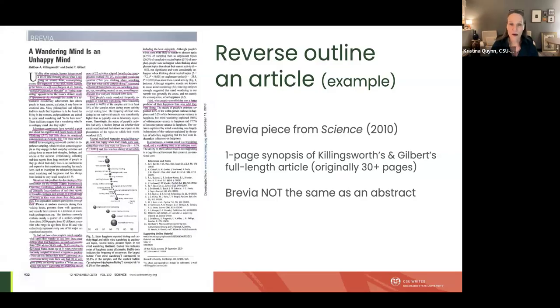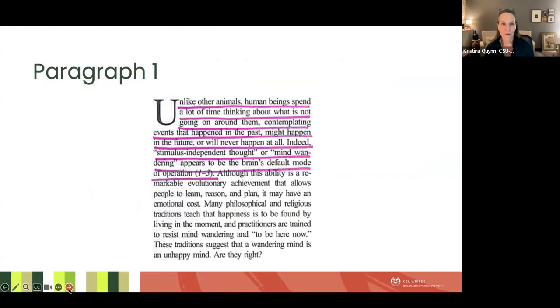You're not required to put topic sentences or the main point of a paragraph at the beginning, but just think about where readers' eyes land, and that could be a great strategy for you if it works with your writing style and your approach. So let's take a look at the introduction. This is the very first paragraph. Again, it's a Brevia piece, so it's a concentrated essay, and it's not an abstract yet, but we'll talk about how you can use this reverse outlining structure to create an abstract.